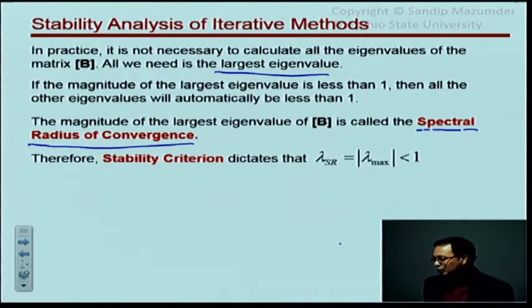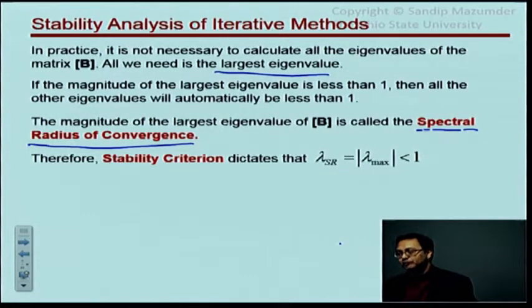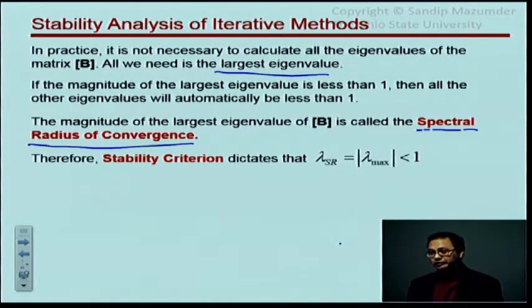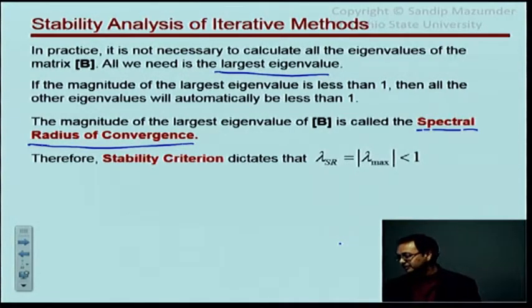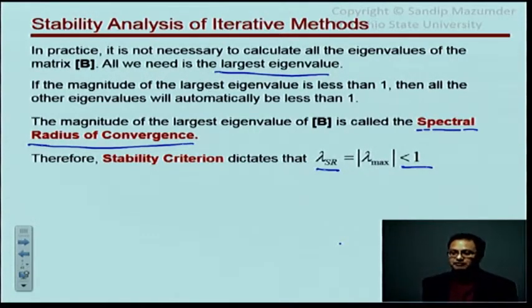So the stability criterion for any iterative solver, again, this is for linear equations only. Remember, there is no theory for nonlinear equations. But if you're doing iterative solution of a set of linear equations, the stability criterion is that the spectral radius must be less than 1. And the spectral radius is nothing but the absolute value of the largest eigenvalue.